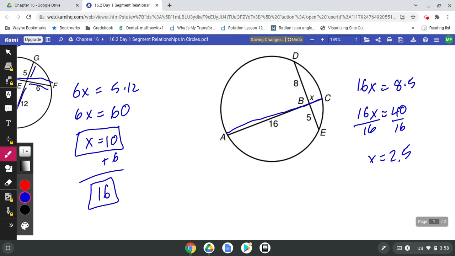2.5. And we're not done. We need to find what AC is. So x is the same as BC. Add that 16 on, we'll get 18.5.